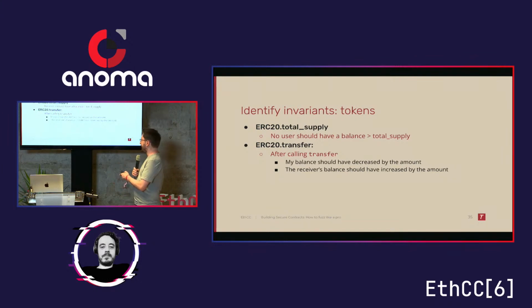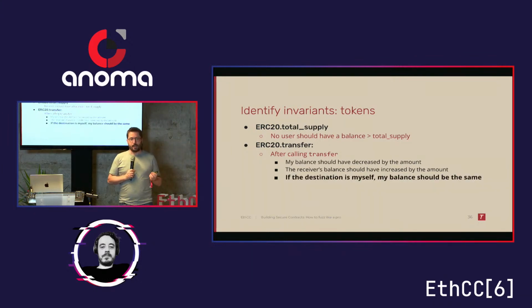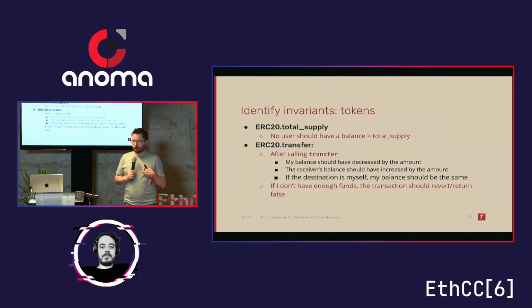The reason for that is that there is an edge case here. If the destination is the sender, the balance is just going to stay the same. So this is an example where you can think about invariants that are straightforward, but actually the expected behavior of the function is slightly more tricky. That's why this iterative approach is really important. Something to consider also is the reverting case. In the example of transfer, if you don't have enough funds, the transfer should either revert or return false, depending on how you implement the token.